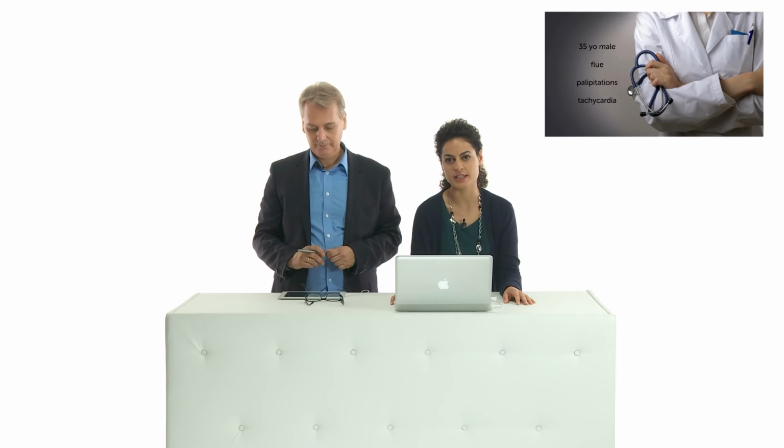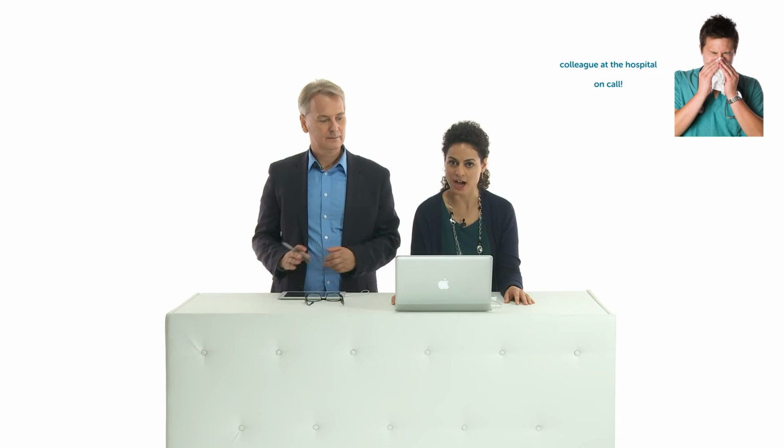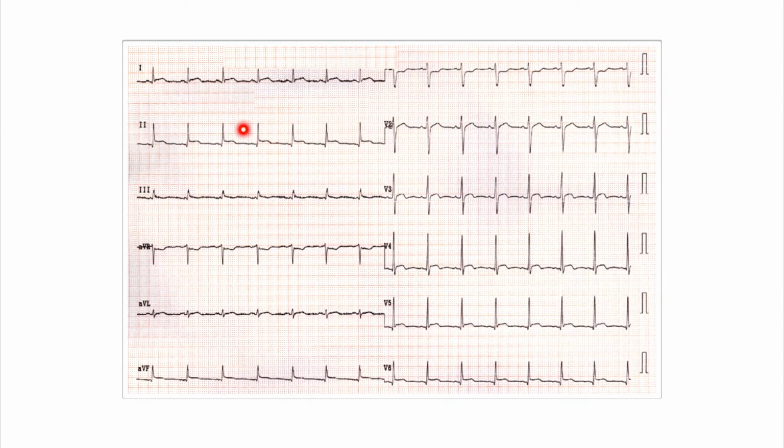And are you ready for a new case? Here it is. 35 years old male. He has flu, palpitations, and tachycardia. He's actually a colleague of ours, and he's on call. He asks the colleagues to write an ECG, and here are the findings. We have a slight ST elevation in the lateral, inferior, posterior leads. So can it be a myocardial infarction, posterolateral or inferior maybe?